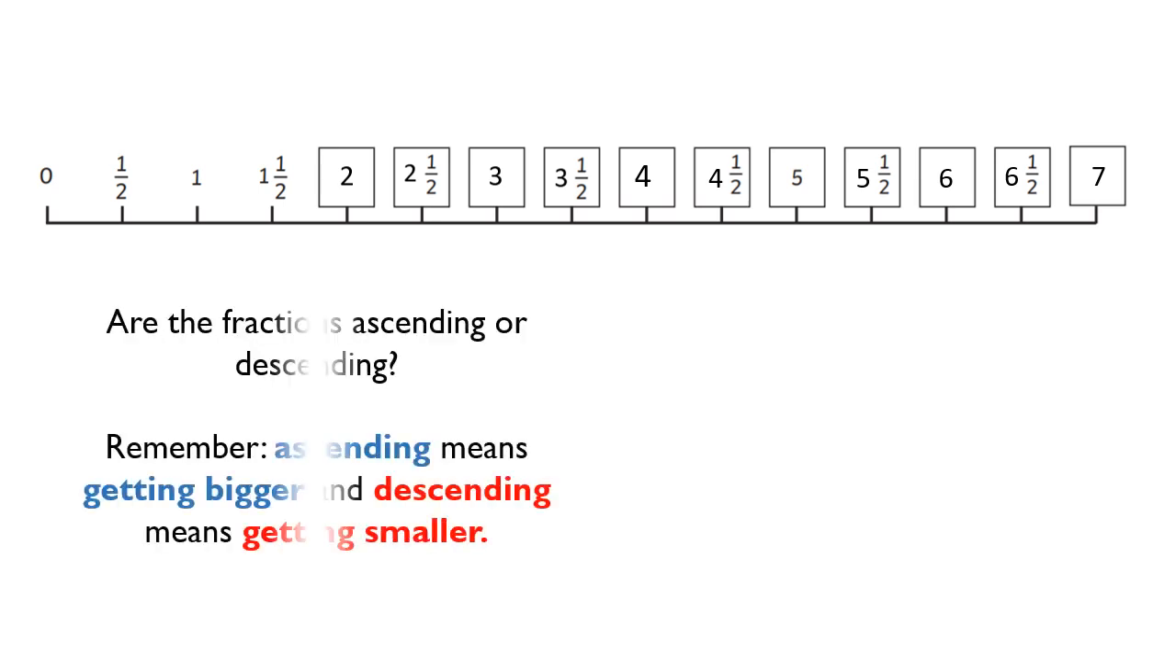Next question. Are these fractions ascending or descending? Now, I know we've looked at these words before, but just a reminder, ascending means the numbers are getting bigger, and descending means they are getting smaller. So if this fractions number line is going from 0 to 7, is it ascending or descending?